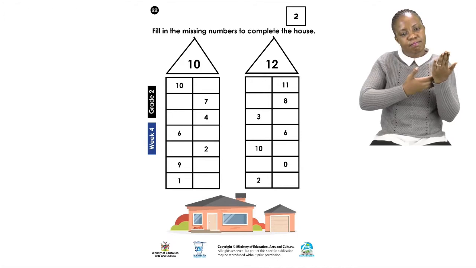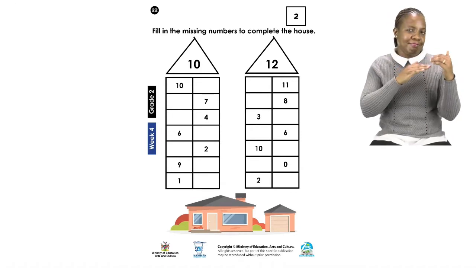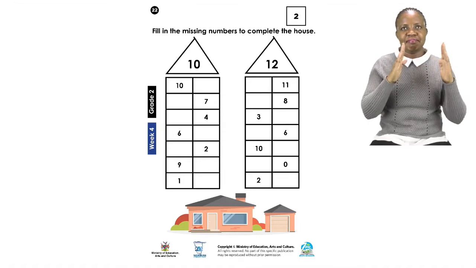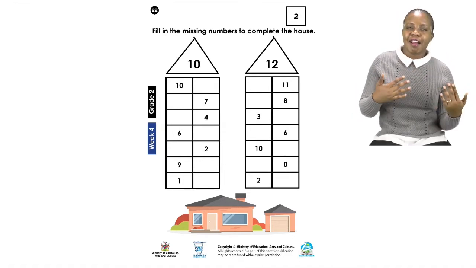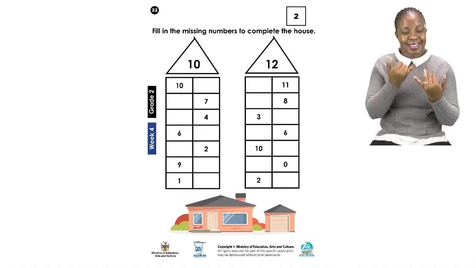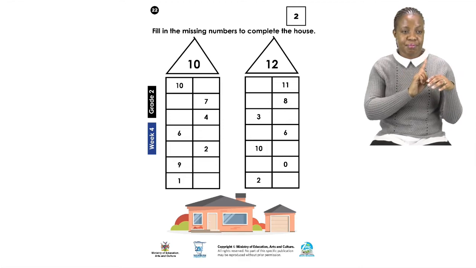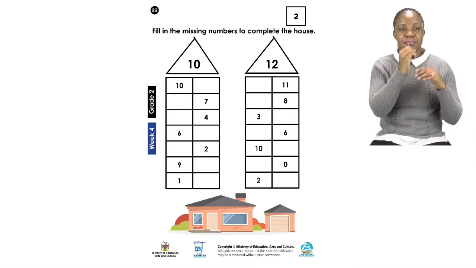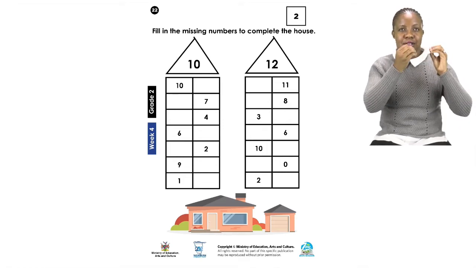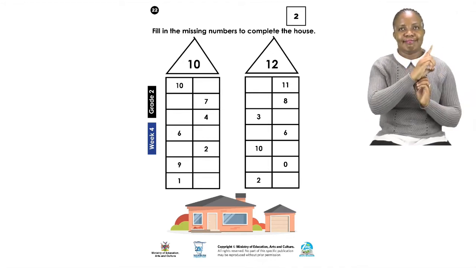On page 22, we are building. And how are we building? By filling in the missing numbers to complete the houses. Now it looks like the first one is for house number 10. And I am going to show you how we're going to build the bricks for house number 10. Let's take a look at the board.